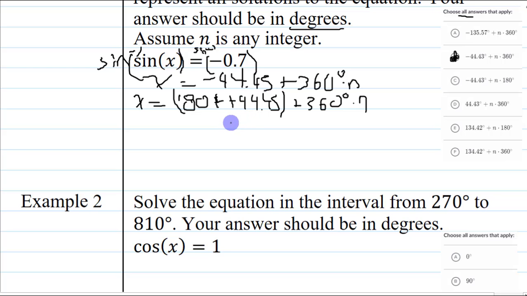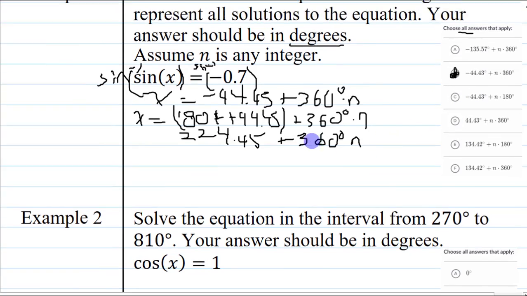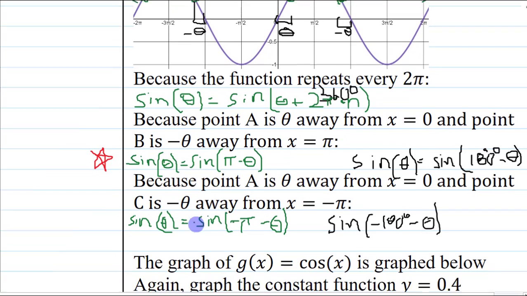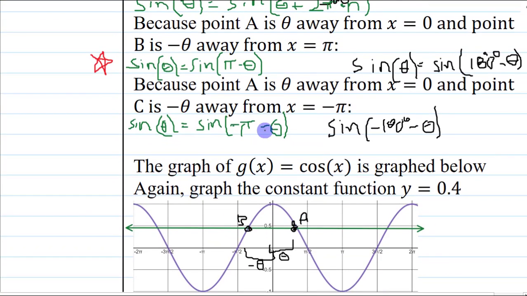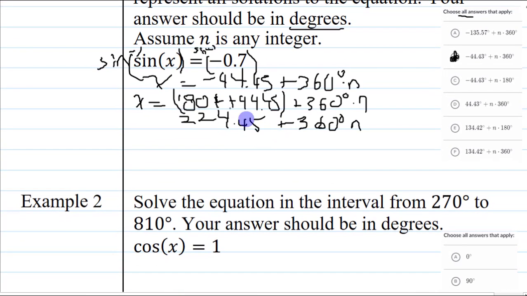That should be 224.45. So 224.45 plus 360n. And that is an answer, but it's not in here, so we don't have to worry about that. So again, you don't actually have to memorize this third rule. The way to get to this third rule, and you do have to just check it every single time, is just subtract 360 degrees from here.